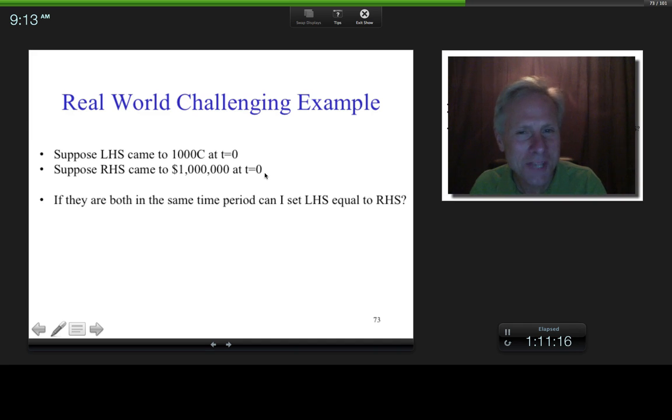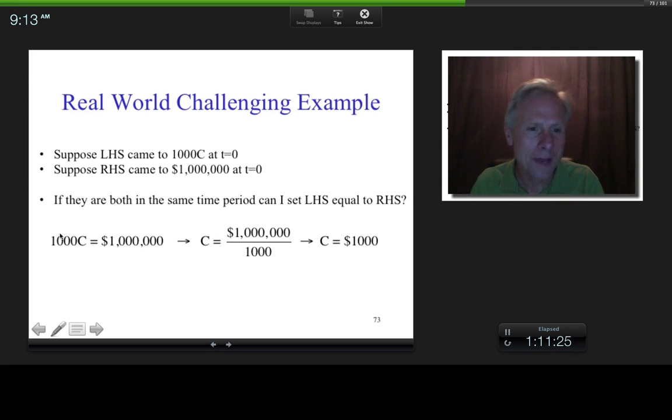Now, if they're both in the same time period, can I set the left-hand side equal to the right-hand side? I can, right? And so you'd have 1,000 C equals $1 million. So if you solve for C, algebra, it would be $1,000. And so therefore the answer would be Jane and George, beginning today and ending 1 month prior to Sarah starting college, assuming 8% compounded quarterly, they would have to save $1,000 every month.